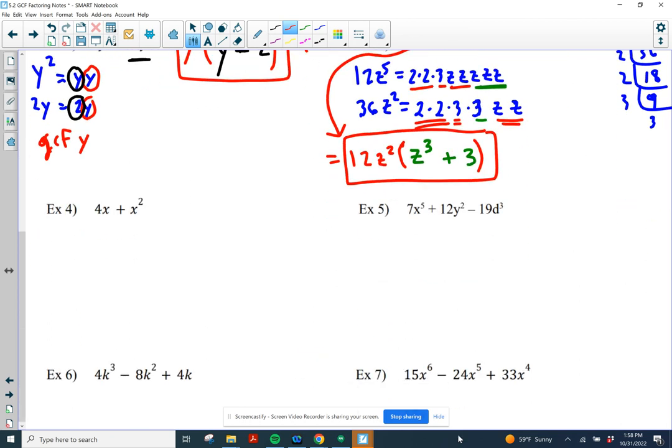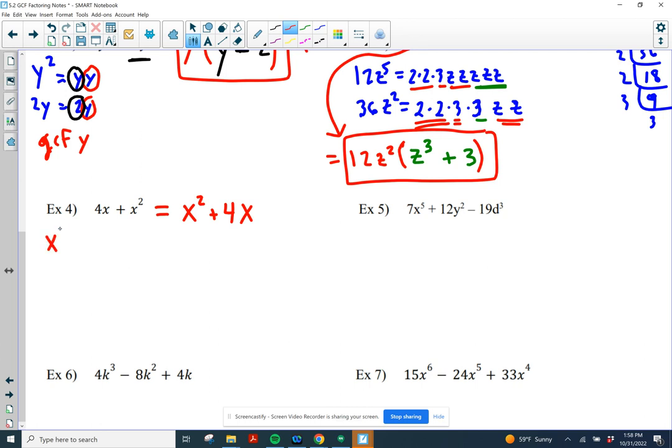Okay, example 4. 4x plus x squared. I am tempted to switch that around and put it in standard form. I think I will. I'm going to rewrite it as x squared plus 4x. It wouldn't be wrong not to, but I'm going to get in that habit right now of writing it in standard form. So I'm going to switch the order.